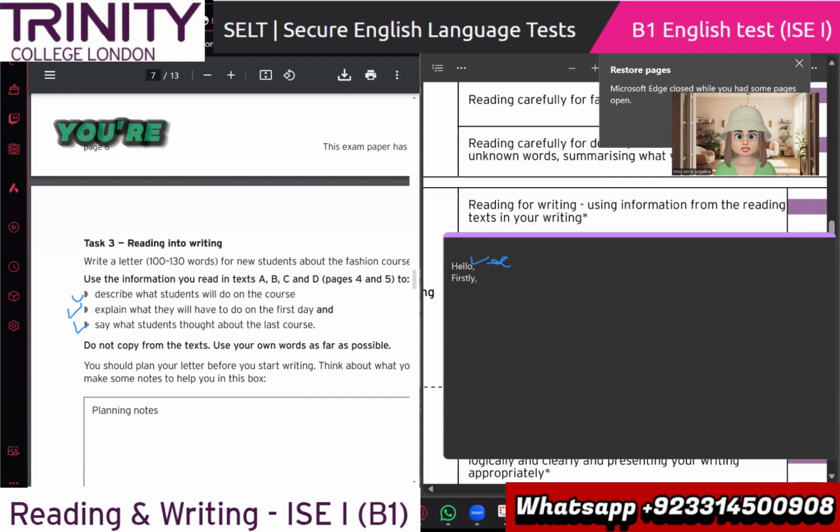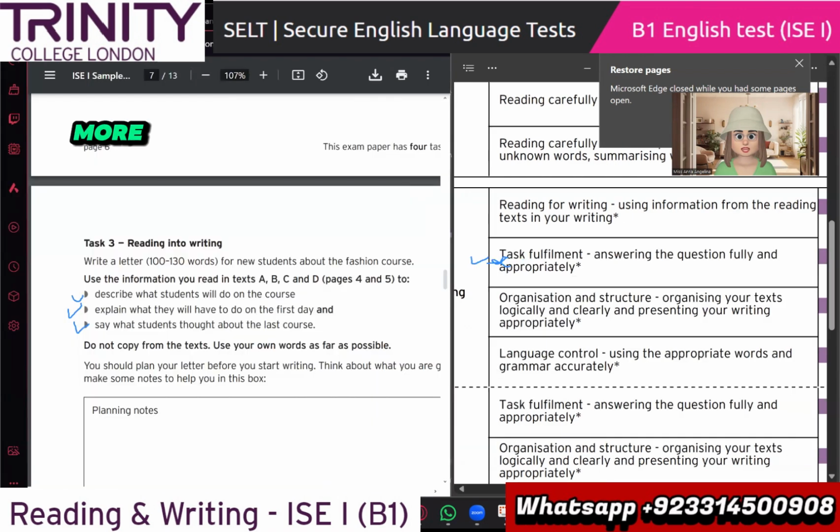If you feel that you're a great writer and you want to add more, then you can do this. For example, they say write an article for new students about the fashion course. So you can say, I am writing this article for new students about the fashion course, full stop. Firstly, I want to describe. That one line on top is extra.